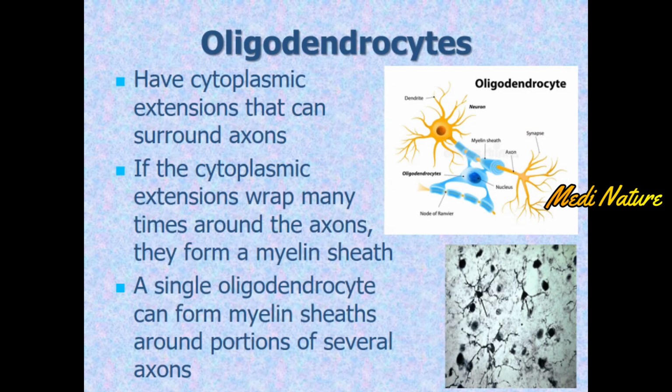The neuroglia called oligodendrocytes have cytoplasmic extensions that can surround axons of neurons. If these cytoplasmic extensions wrap many times around the axons, then they form a myelin sheath. A single oligodendrocyte can form a myelin sheath around axons of more than two neurons. So, oligodendrocytes are the cells which form the myelin sheath in the central nervous system.